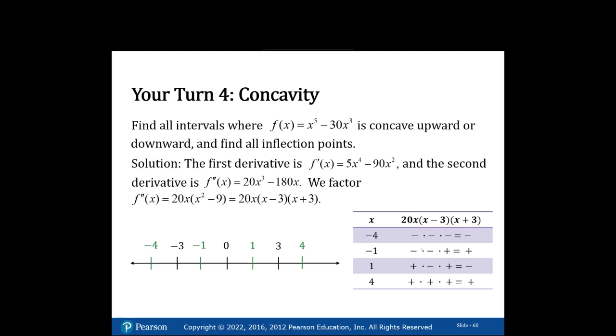So now that I did all of that, I have my negative, positive, negative, positive. So I know where I'm concave up and where I'm concave down. So now I just draw it in. I know that at -4, we're concave down, -1 concave up, 1 concave down, and 4 concave up.